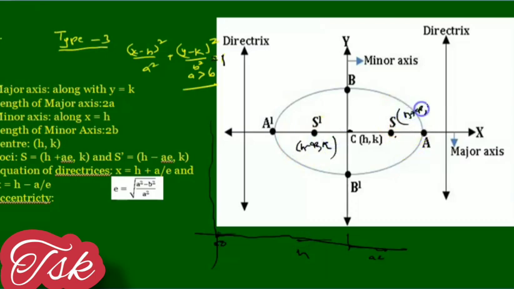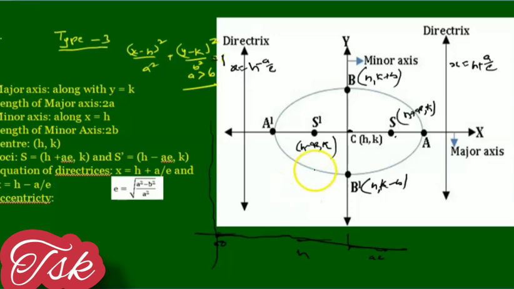Before that we know that (plus or minus ae, 0) becomes, if you add h and k to the x and y coordinates, like this. Already B and B dash were (0, b) and (0, minus b), so adding h and k they become (h, k plus b) and (h, k minus b). The equation of the directrix is x is equal to a by e plus h, and on this side x is equal to minus a by e plus h.